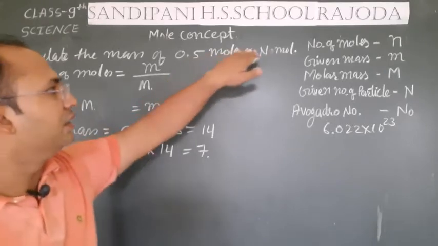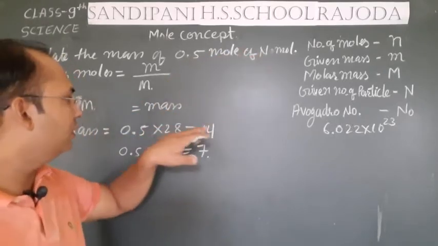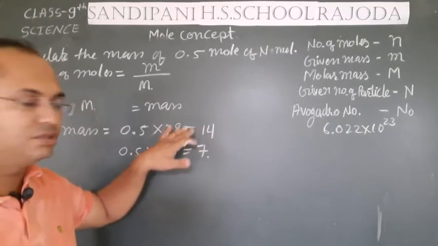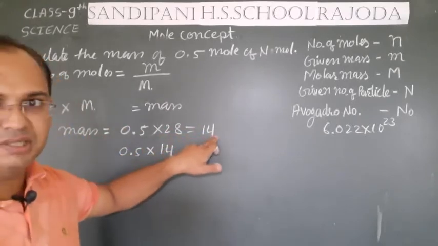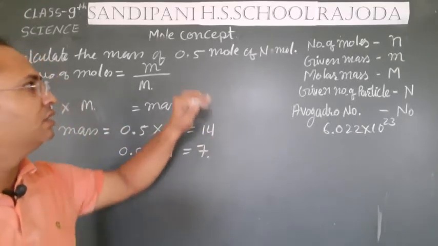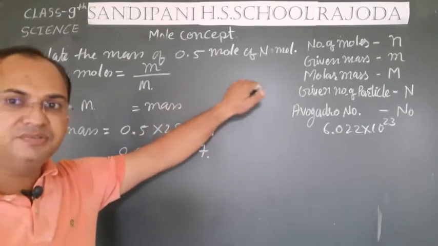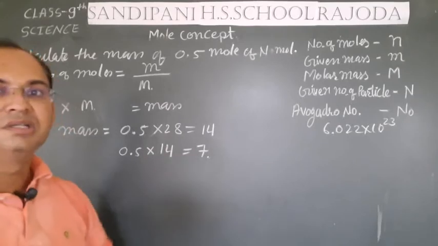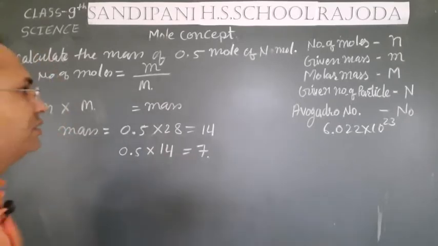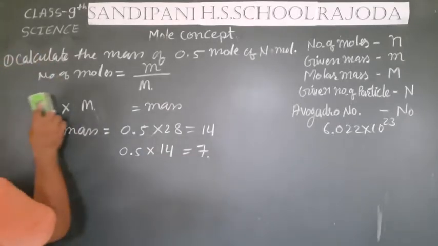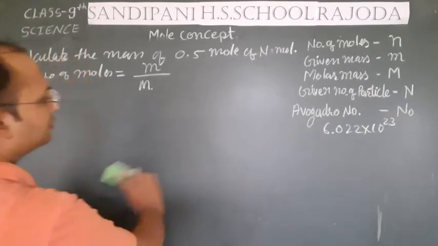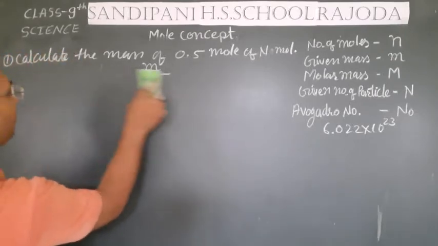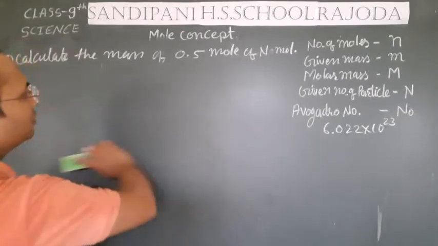If the nitrogen molecule is given, then its total mass will be 14, and in the second case, when the atom of nitrogen is given, then its mass will be 7 units. Second thing, if the number of particles is given, then how can we calculate the mass?